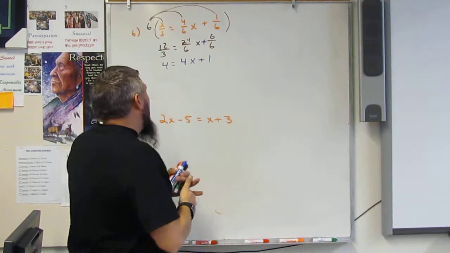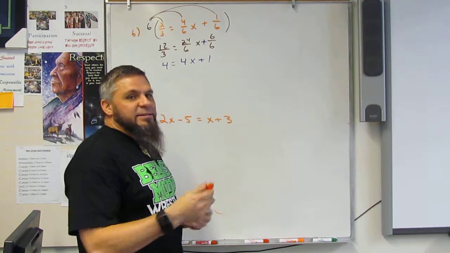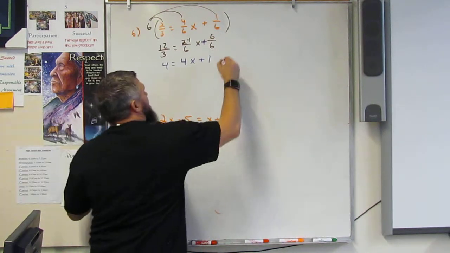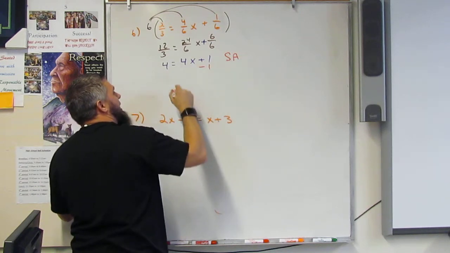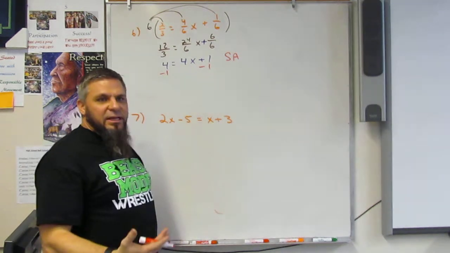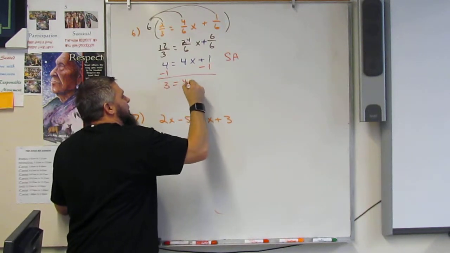Okay? And so now we have our normal equation, and we're back to SAT-MET. Subtraction and addition first. So I'm doing the opposite, which is subtract 1. What I do to one side, I do to the other. I have 3 equals 4x.